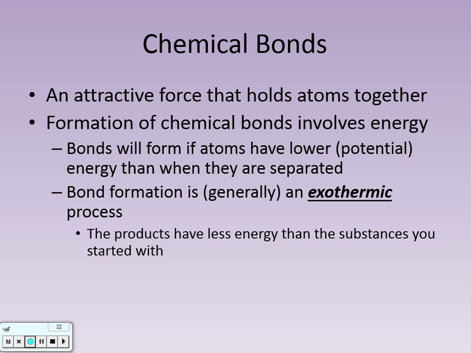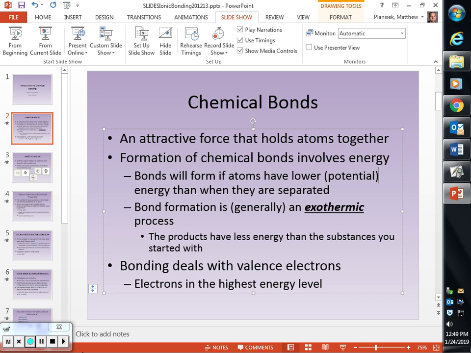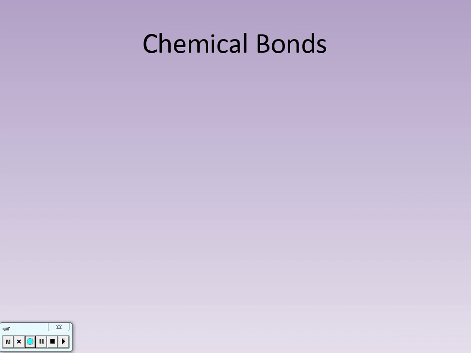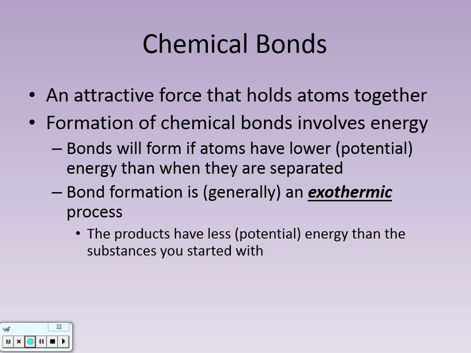As a result, bond formation is generally what we call an exothermic process. We've run across that word already once in this class. What does it mean when we talk about something being exothermic? Heat is being released. Again, I should probably change this here. The products have less potential energy than the substances that we started with.